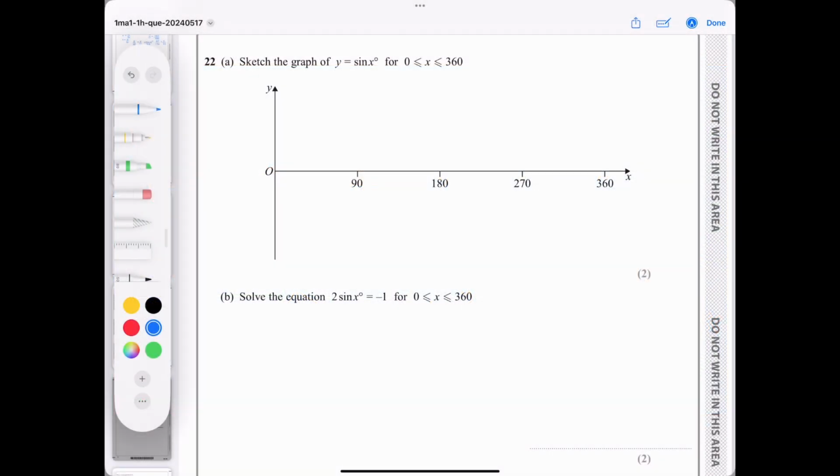Do question 22 and 23, and then we're done. So that's 1 and minus 1. That's what sine goes between. If we start at 0, we go up, we go down, and we go around. We do need to know these off by heart for the non-calc paper. So 90 is 1 and 270 is minus 1.